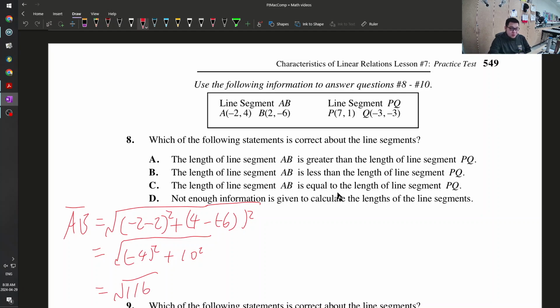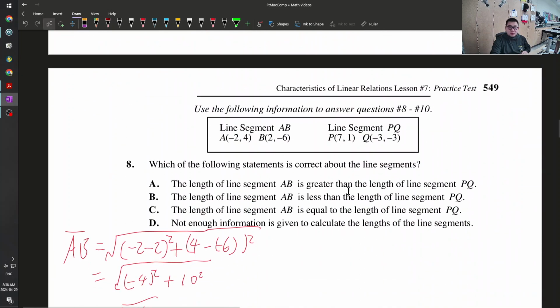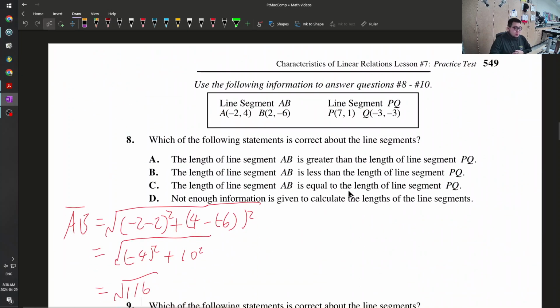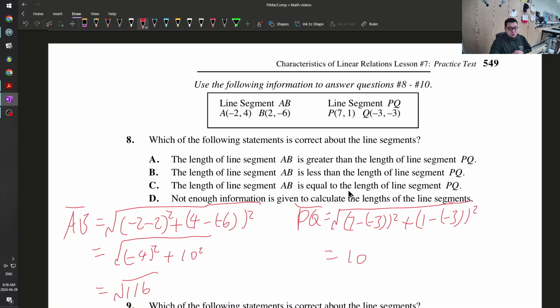Okay, segment PQ, same thing. 7 minus -3 squared plus 1 minus -3 squared. 7 minus -3 is equal to 10. 1 minus negative 3 is 4. We also get root 116. So they are equal. The answer is C.